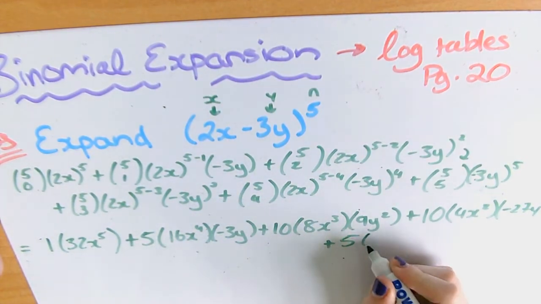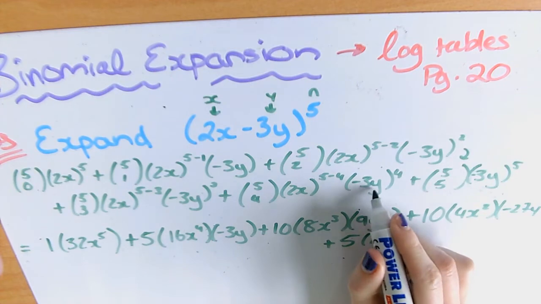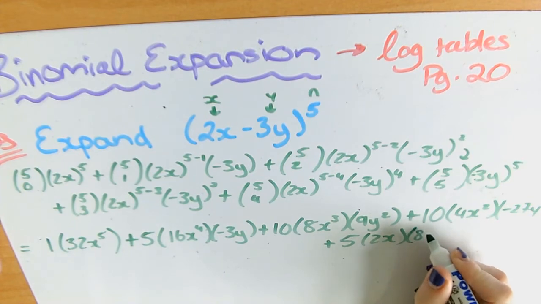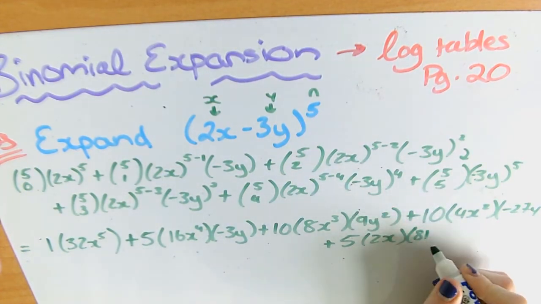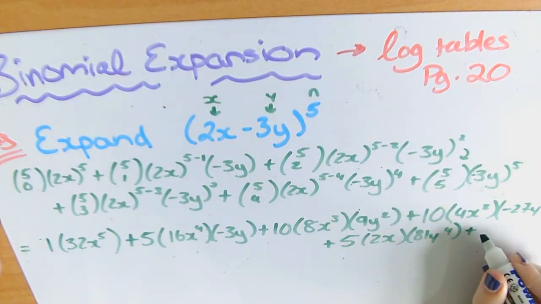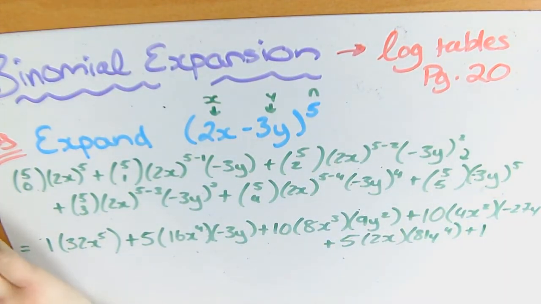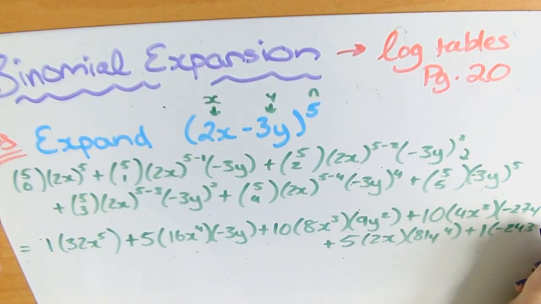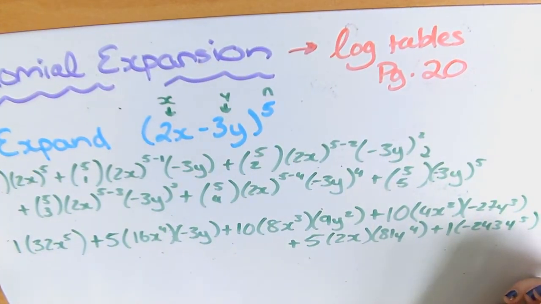2x to the power of 1 is just 2x, minus 3y to the power of 4. So again, a minus by a minus by a minus by a minus is a plus. So we have 81, which is 3 to the power of 4, y to the power of 4, plus 5 choose 5 is just 1, minus 3 to the power of 5 is minus 243, y to the power of 5, which you can see there.